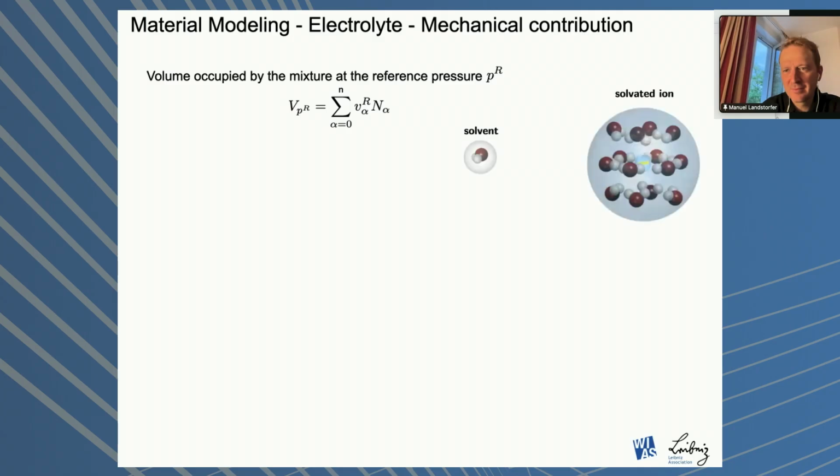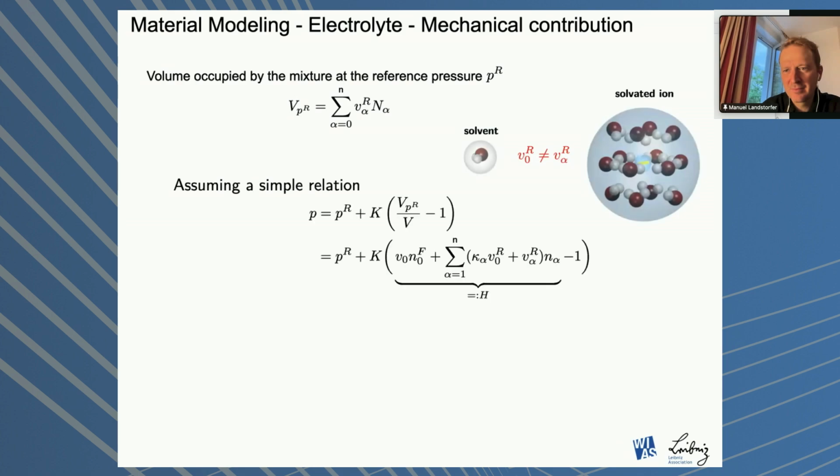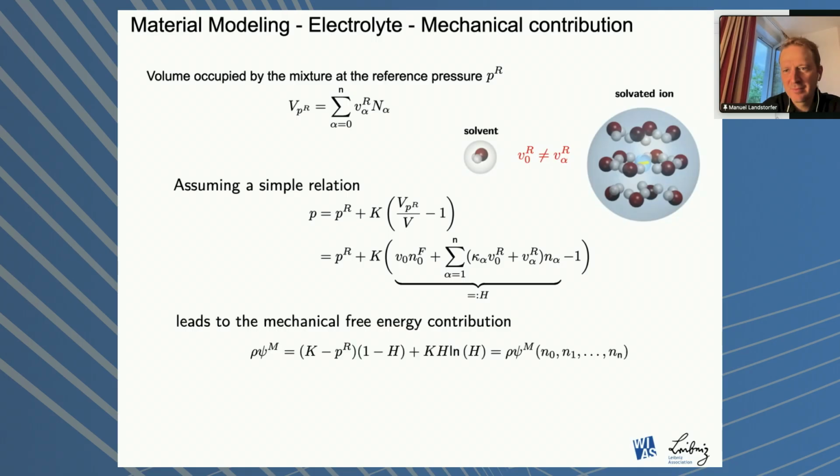And again, here comes the solvation effect in play, because solvent molecules tend to have a far smaller partial molar volume than solvated ions. And you can account for this in a simple relation between pressure and, let's say, the volume your mixture requires. So this would be for a linear compressible material with solvation effects. You'll find this relation for pressure, and then you can more or less integrate this in a special way to obtain the mechanical free energy distribution.